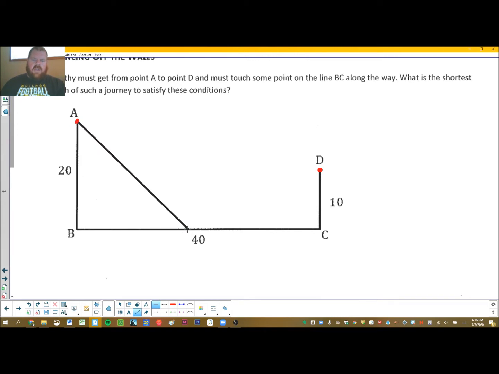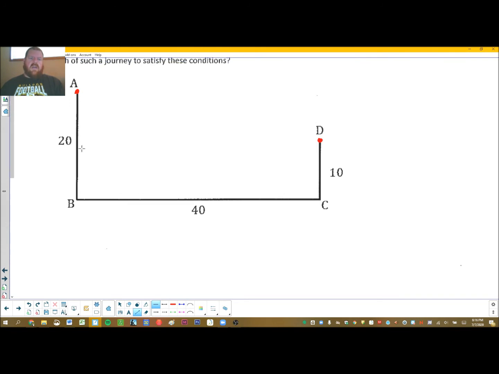And the question is, what's the shortest route that can satisfy these conditions? And this one's a tricky one. I'm not gonna sugarcoat that for anybody. It's a really tricky question, a tricky task, and it really comes to the idea that the shortest distance between 2 points would be a straight line. We all agree with that.